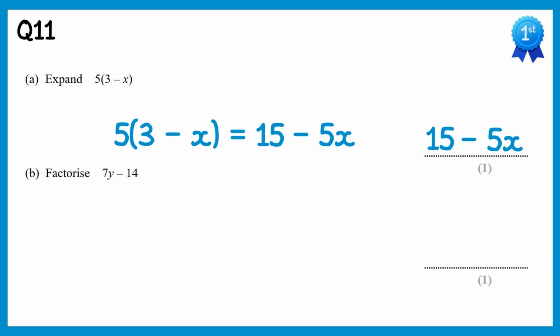For part B of this question, it says factorise. This means we need to take out the highest common factor and put the brackets back in. It's like the reverse of expanding.